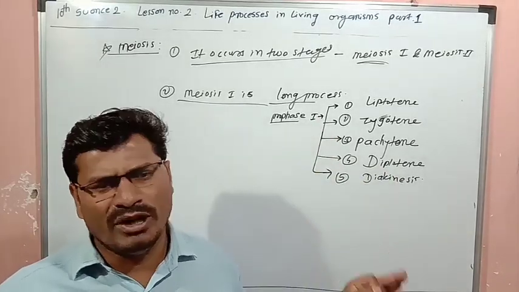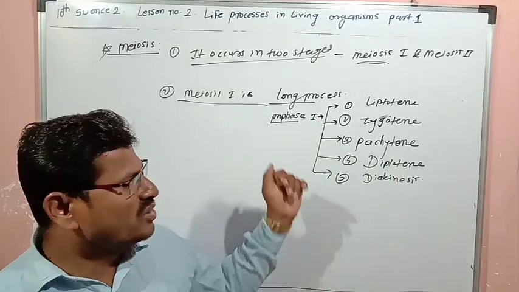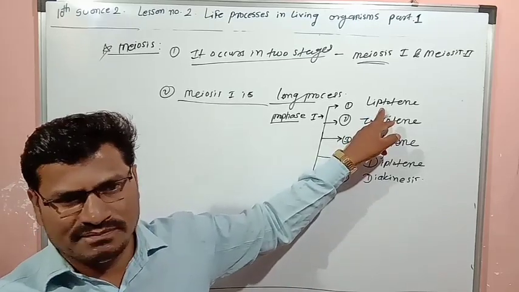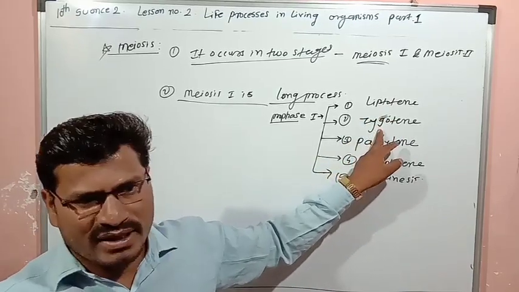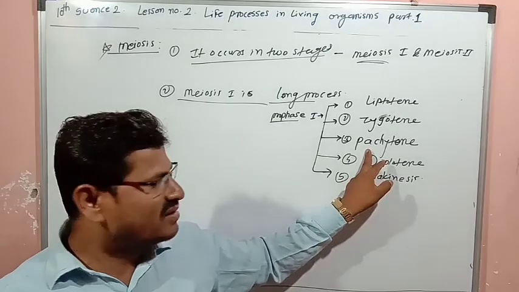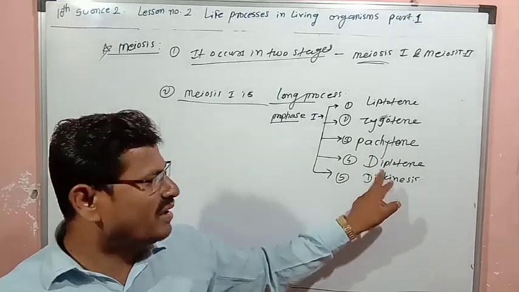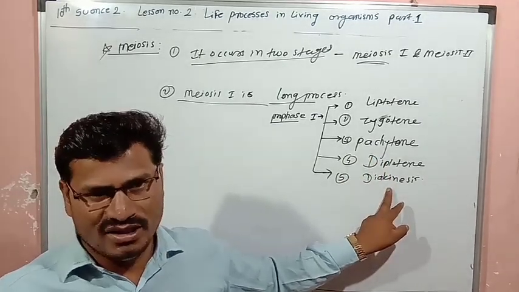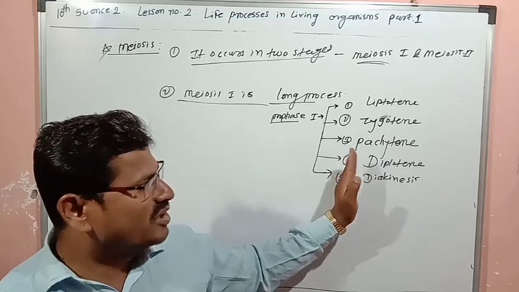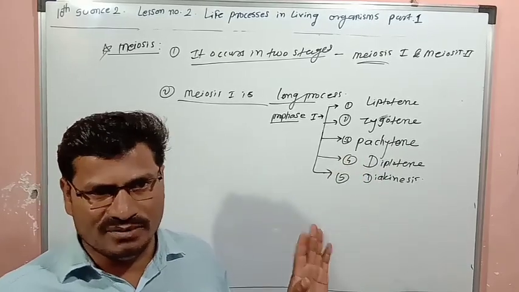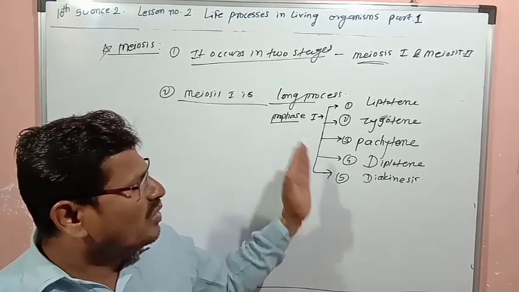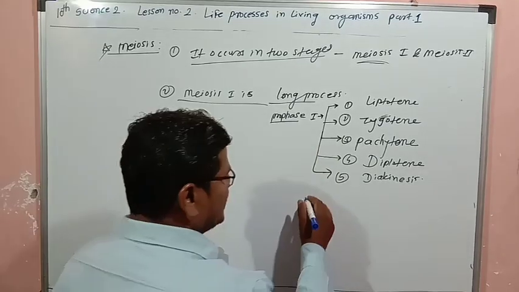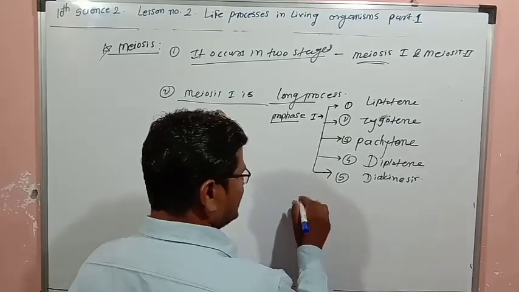5 stages or 5 steps. Which steps are there? Leptotene, zygotene, pachytene, diplotene, and diakinesis. So these 5 steps we are going to learn in detail. Why do you have to learn this? Because there are reasons.